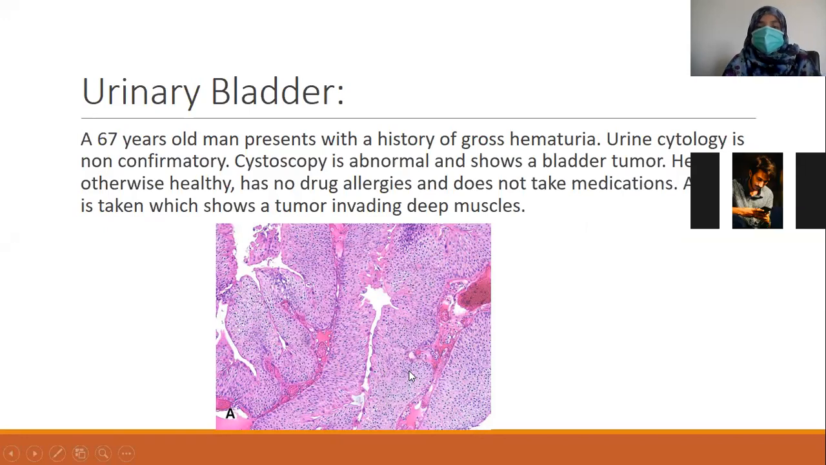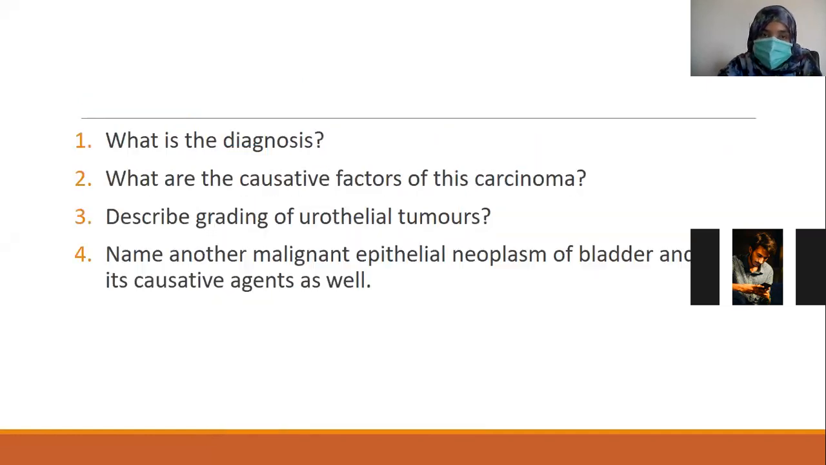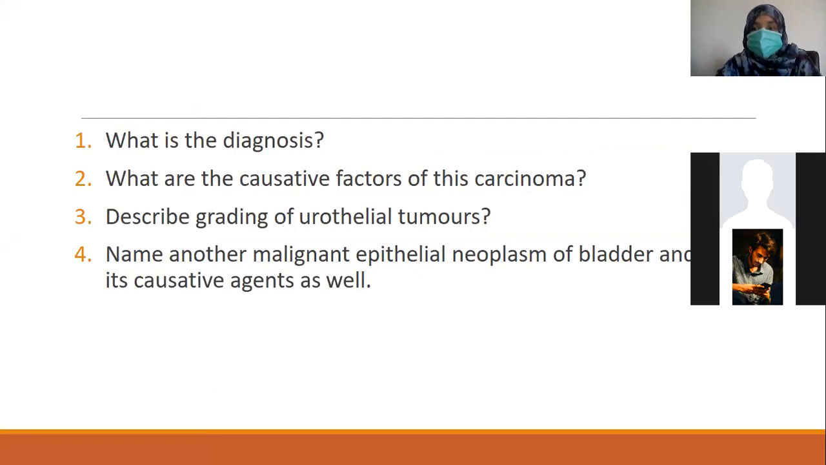So this shows the cells are pleomorphic. There is high NC ratio. The nuclei are very prominent, and there are prominent mitotic figures. So this suggests a malignant tumor. What is the diagnosis? This is transitional cell carcinoma or urothelial carcinoma. This is the most common variety of bladder tumors. So remember, what is the most common carcinoma of bladder tumors? This is transitional cell carcinoma or urothelial carcinoma.